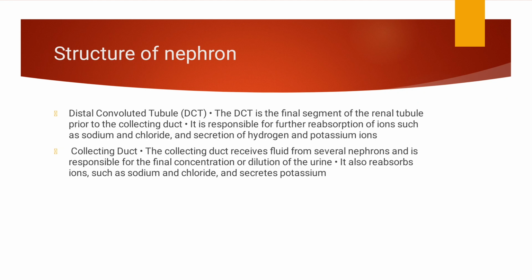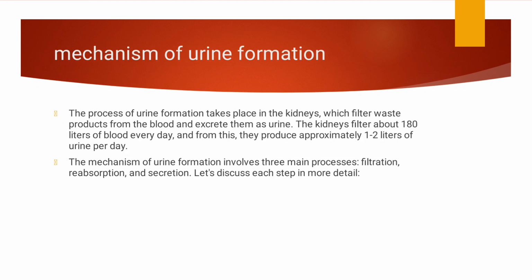Then the distal convoluted tubule. This is the final segment of the renal tubule, prior to the collecting duct. It is responsible for further reabsorption of ions such as sodium and chloride, and secretion of hydrogen and potassium ions. The next part is the collecting duct. This collecting duct will receive fluid from several nephrons and it is responsible for the final concentration of urine. It also reabsorbs sodium chloride ions and it will secrete potassium ions.